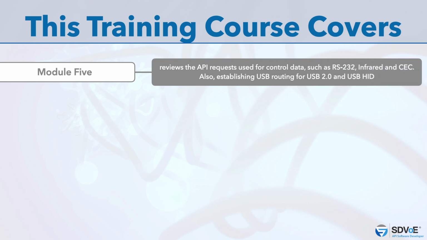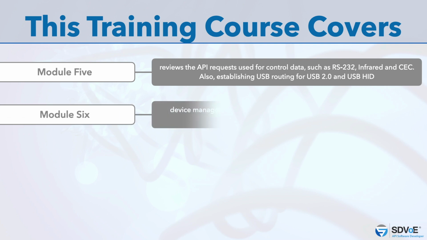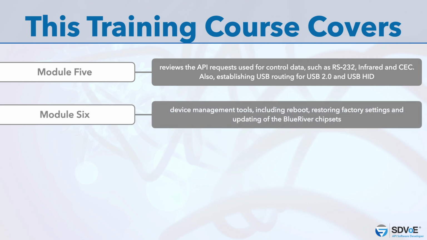We'll also cover how USB routing is established for USB 2 and USB HID. Module 6 reviews the device management tools, including reboot, restoring factory settings, and updating of the Blue River chipsets. We'll cover how to change the current device mode of a transceiver or TR device, as well as how to set a transceiver to function as an encoder or decoder endpoint device.